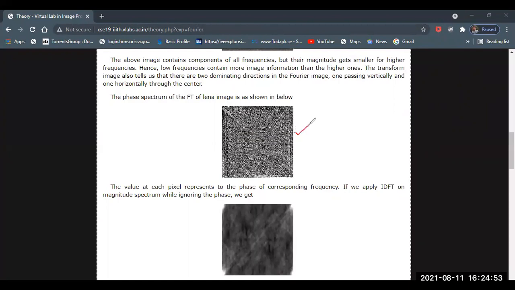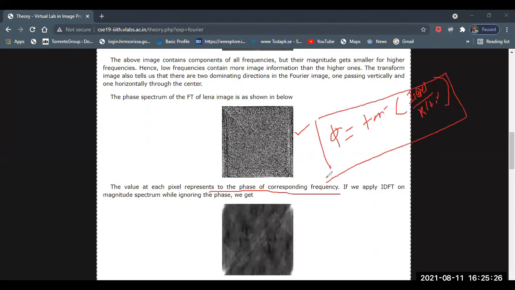Now similarly, this is the phase spectrum for the greenhouse image, as shown in the figure. The value of each pixel is represented by the phase corresponding to the frequency. This phase angle is given by theta equal to tan inverse of the imaginary part of F(u,v) divided by the real part of F(u,v). This is the formula for finding the phase angle.